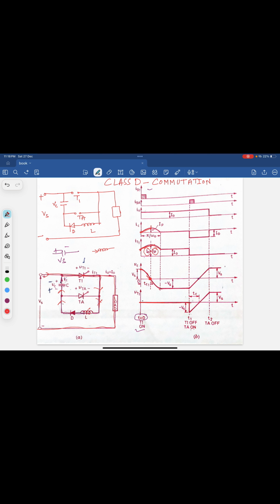So here, after a particular point of time, this polarity reverses. After the capacitor gets fully discharged, that is 0, it changes its polarity to plus minus. So this capacitor changes its polarity.